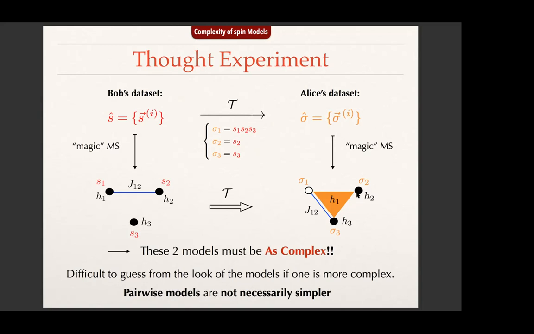Another way to see this is basically this model is just a transformation of that model under a bijection. So you're basically looking at the same model, but projecting in a different basis. Because it is exactly the same model, it has the same complexity. Okay.